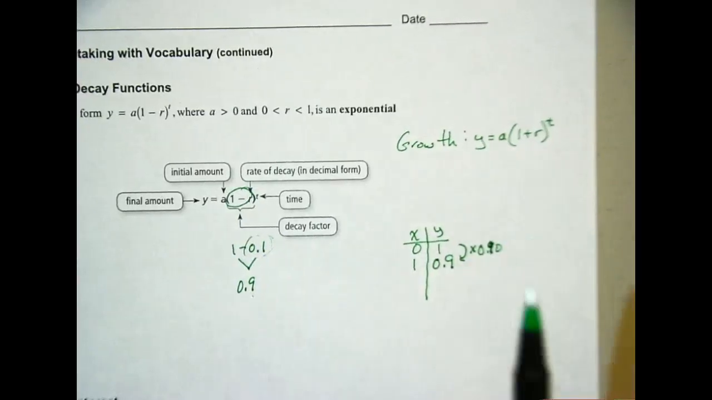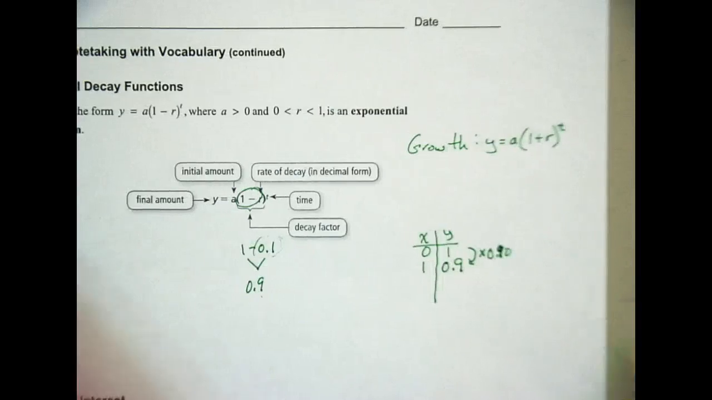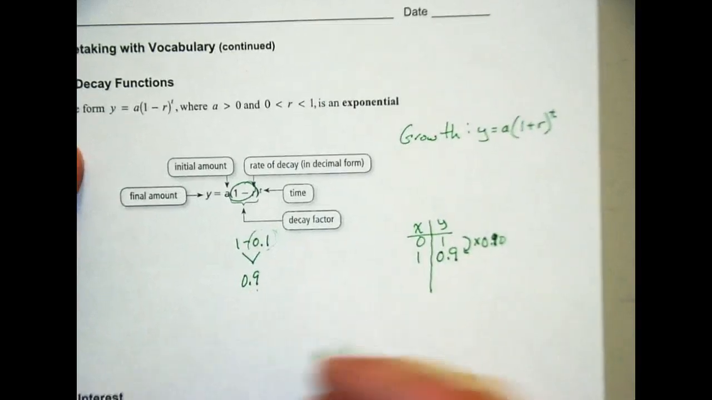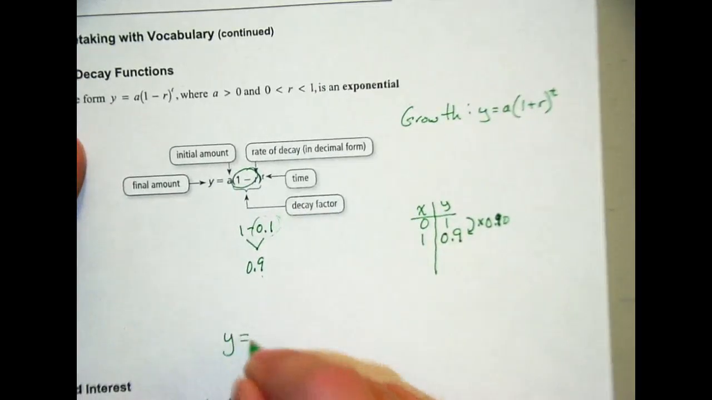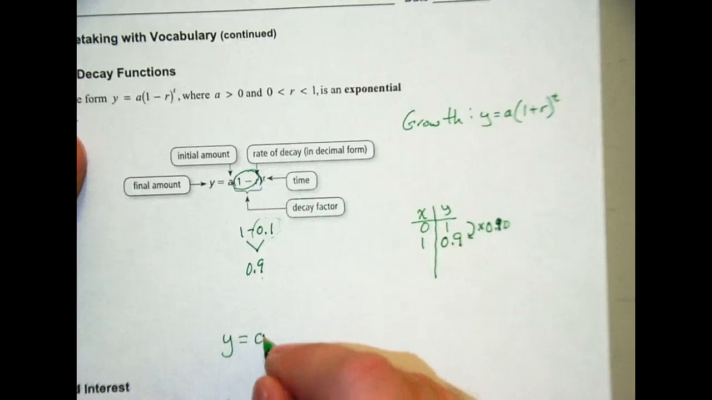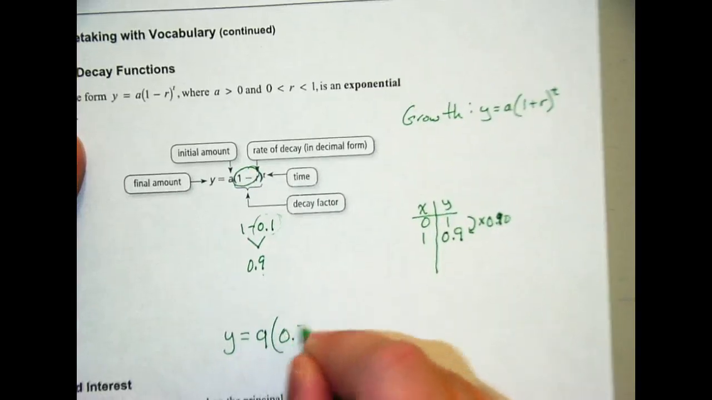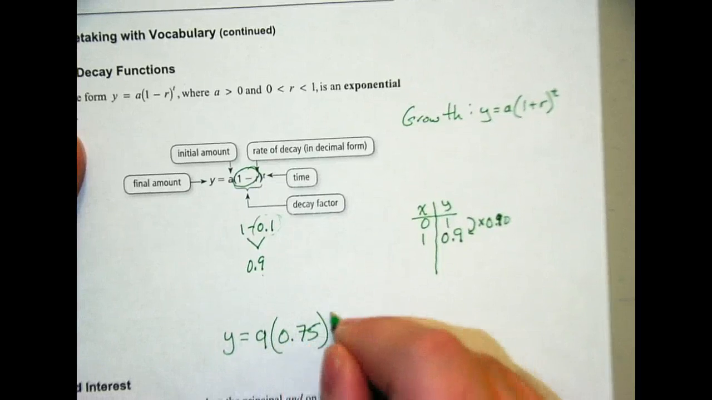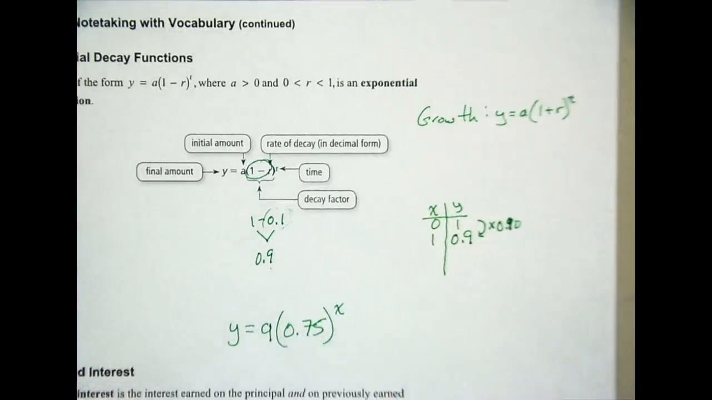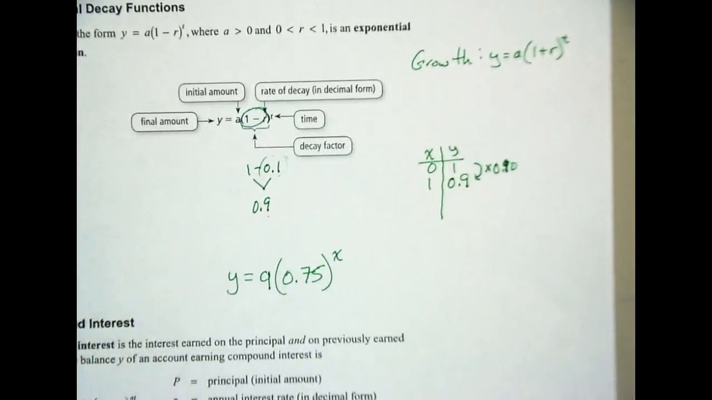Let me see what I'm saying there. Bit different. So if I gave you the equation y equals, I don't know, 9 times 0.75 to the power of x, what am I decaying? What's my rate of decay? Go ahead and talk about it with your neighbor. What's our rate of decay there?